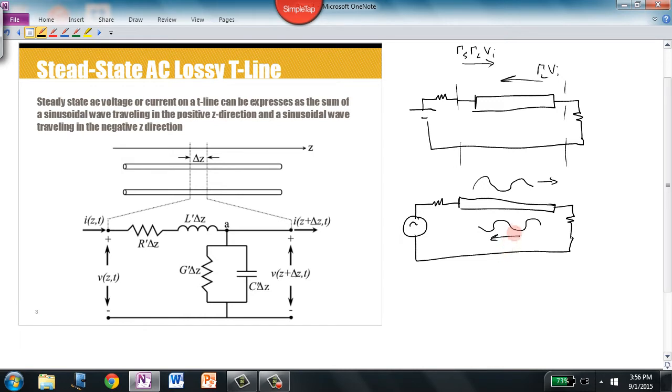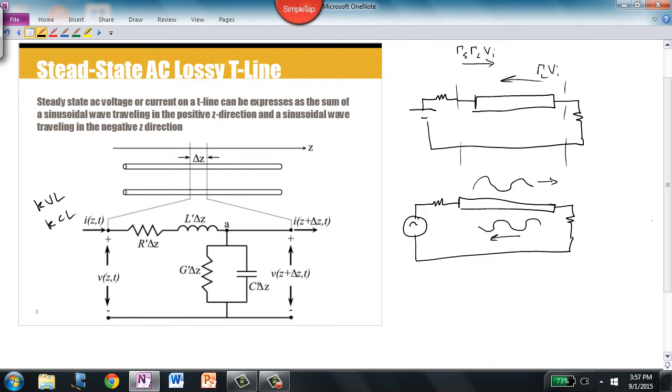So the final sinusoidal voltage wave can be expressed in terms of one single forward wave and one single reverse wave. And the same can be said about the current. And what we're going to do through a lot of these videos is actually prove this. To do that, we're going to apply Kirchhoff's voltage law and Kirchhoff's current law to a differential segment of transmission line.